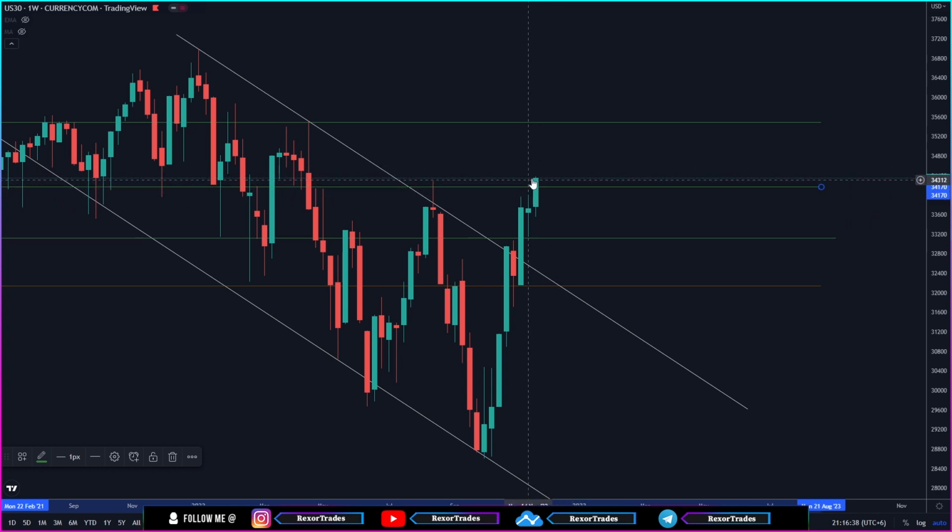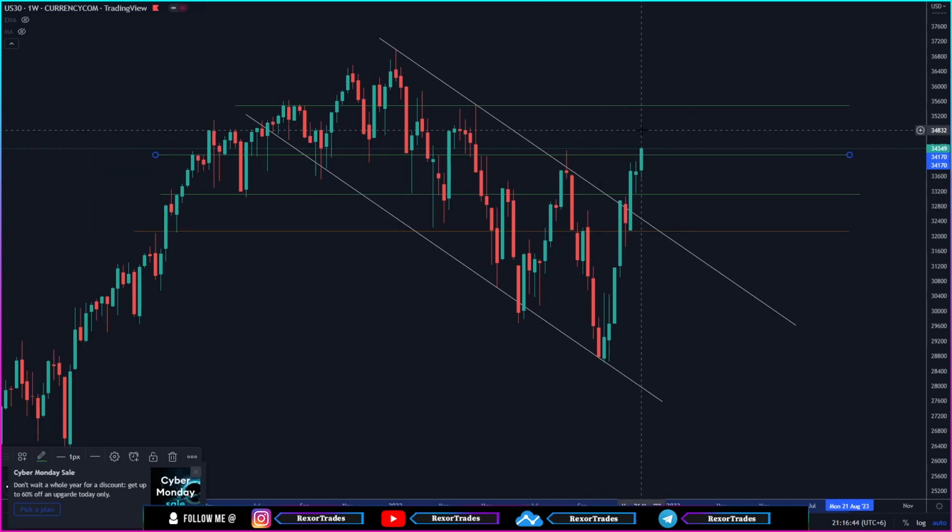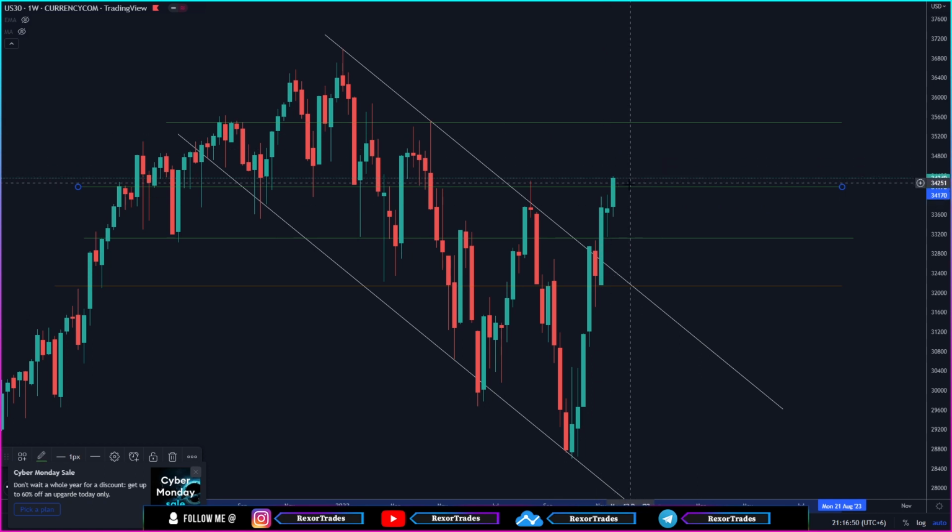And as you can see, US30 closed the week with this bullish engulfing candle, making a breakout of this key level over here. Now it could also face some price rejection from here, make some fake out and then continue to push down as well. So in that case, we'll be looking for trades on a shorter time frame to avoid some fake out traps as well.